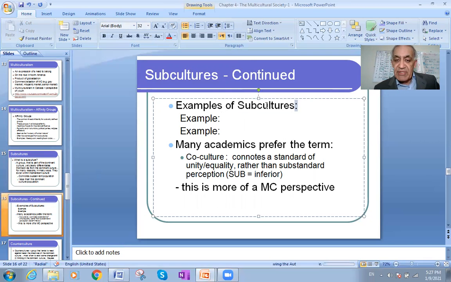Can you give me examples of subcultures, even from back home? Many academics prefer the term co-cultures instead of subcultures. It connotes a standard of unity, because co means they are cooperating together, but sub gives the meaning that they are different cultures fighting and struggling in one place, though they are not. The word co-culture means that they come together.